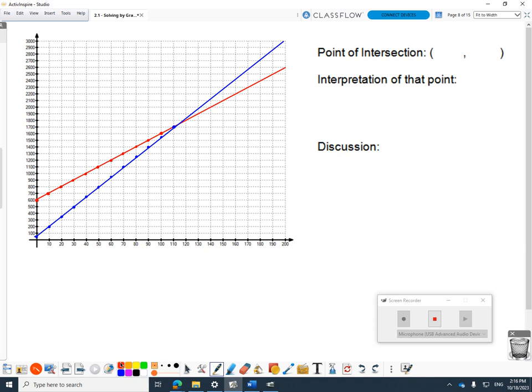What is the point of intersection? Who's got this? She raised her hand just to figure it out. What is it? 110. 1,700. 110 and 1,700. We now can give Lisa some advice. For 110 guests, they both, love that word in these questions, they both charge $1,700.